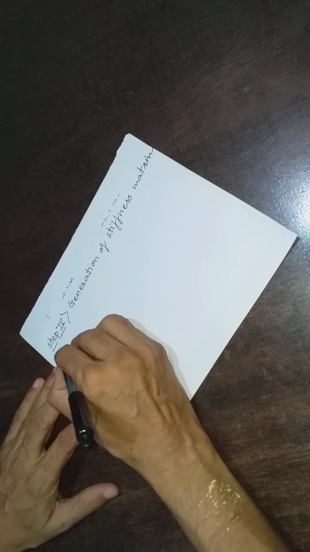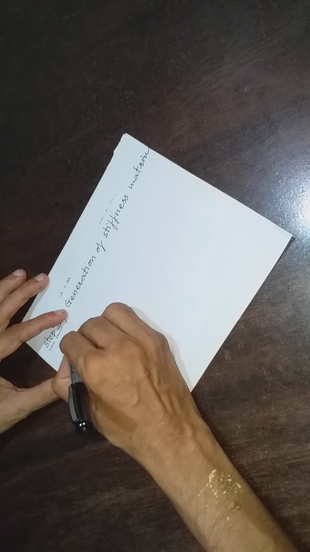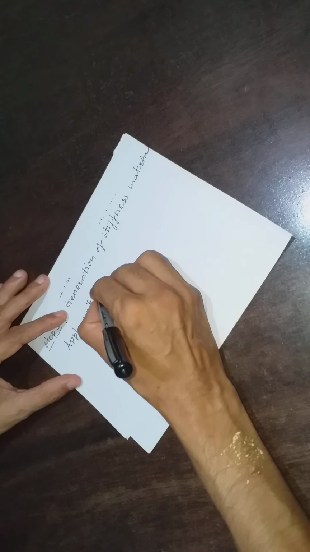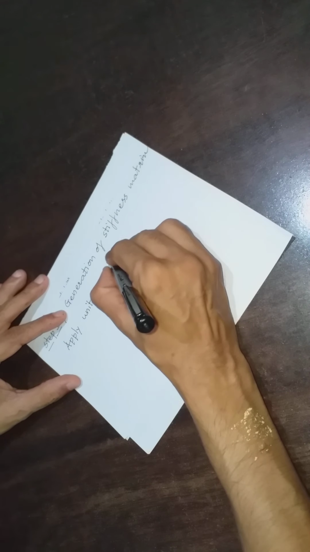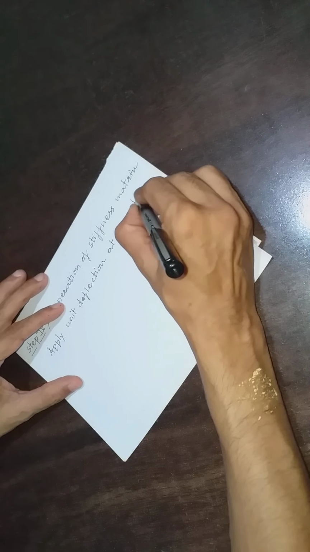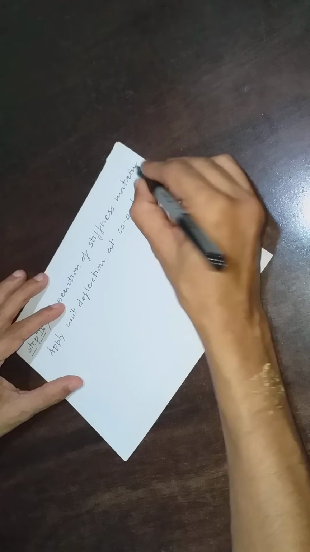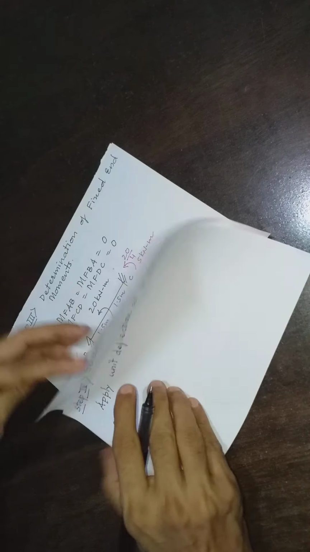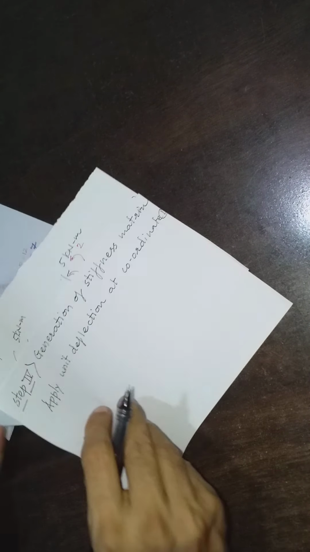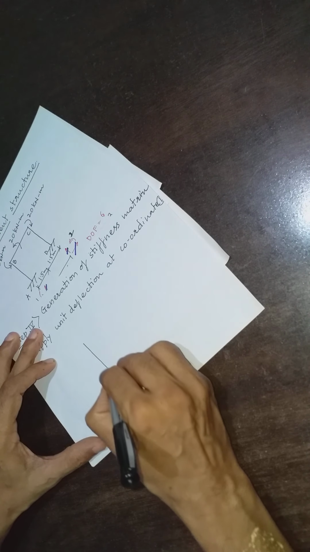To generate the first column of the stiffness matrix, I need to apply unit deflection at coordinate 1. Now my friend, where is my coordinate 1? I will just look at this. My coordinate 1 is anti-clockwise at B. So I am applying anti-clockwise unit deflection at B.